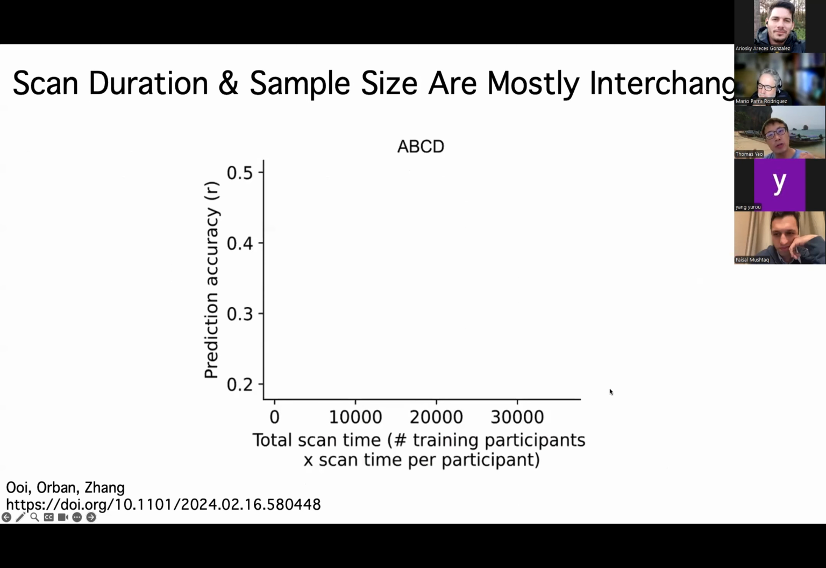What is interesting is that empirically, we find that scan duration and sample size are broadly interchangeable. So in this plot, the y-axis is the prediction accuracy of the cognitive factor score. This is in the ABCD study. The x-axis is the total scan time. This is defined as the number of participants multiplied by the scan duration per participant.